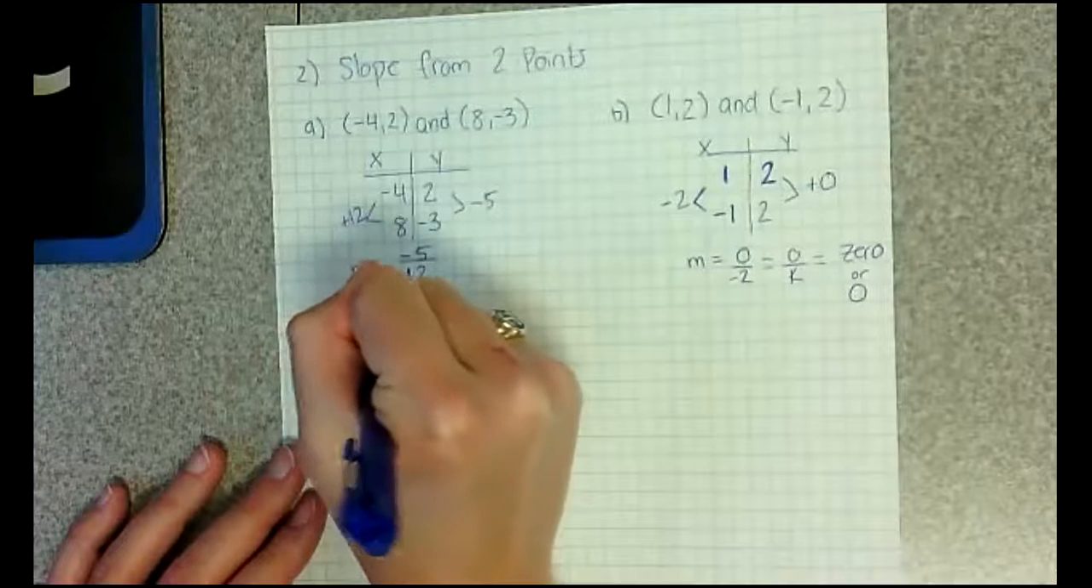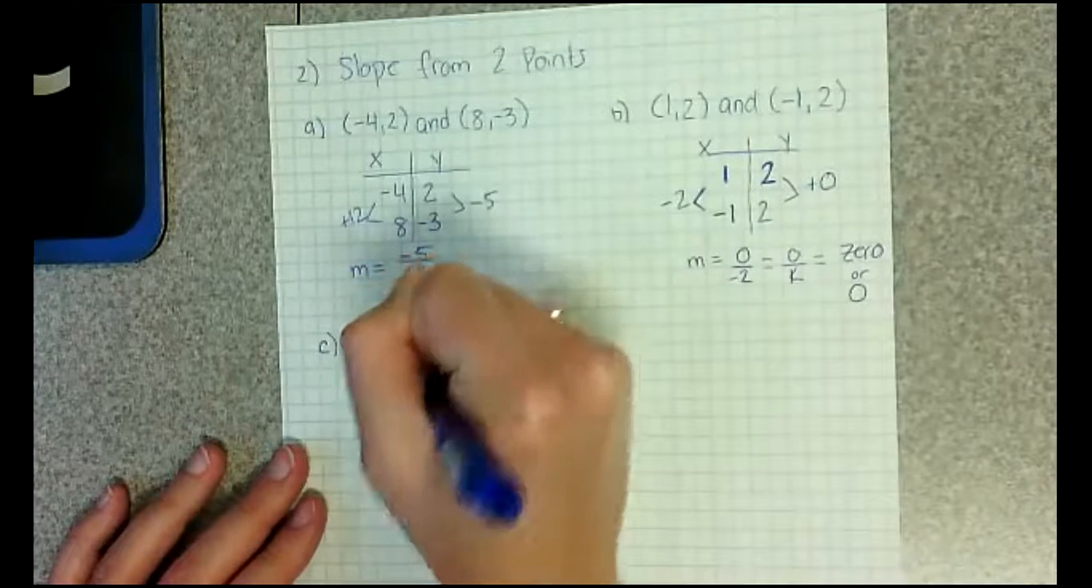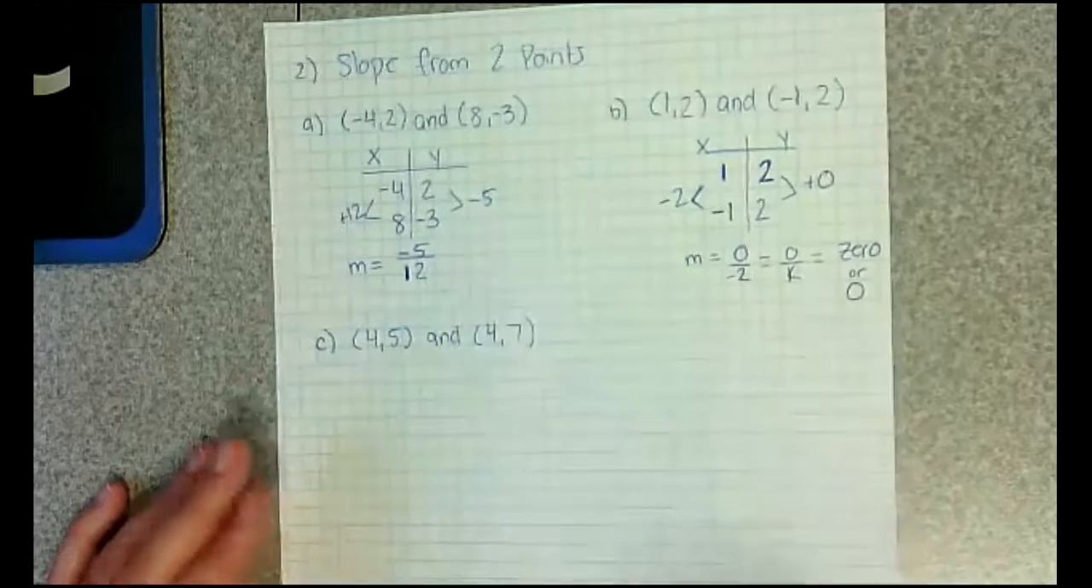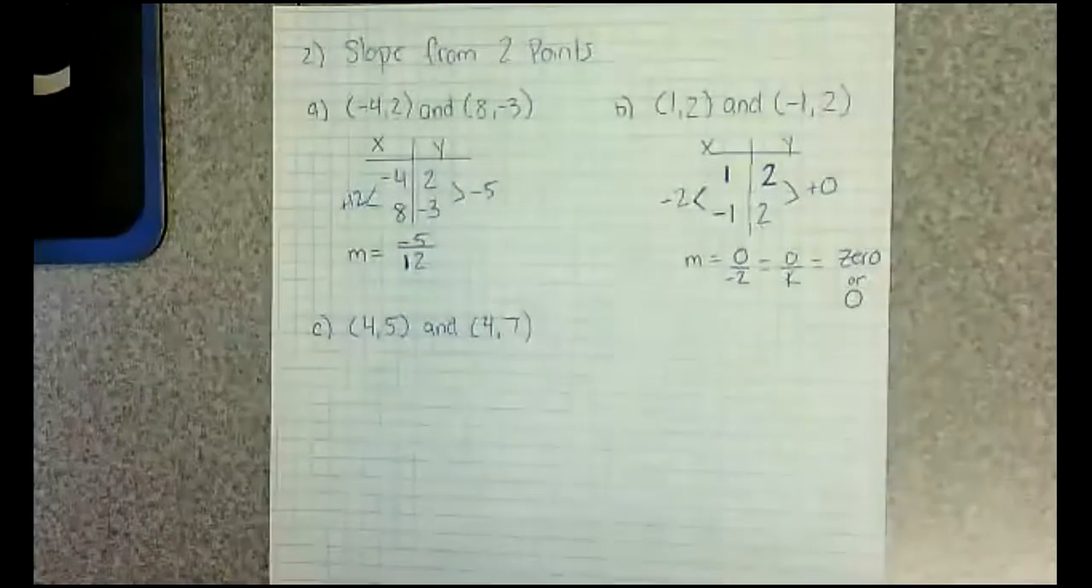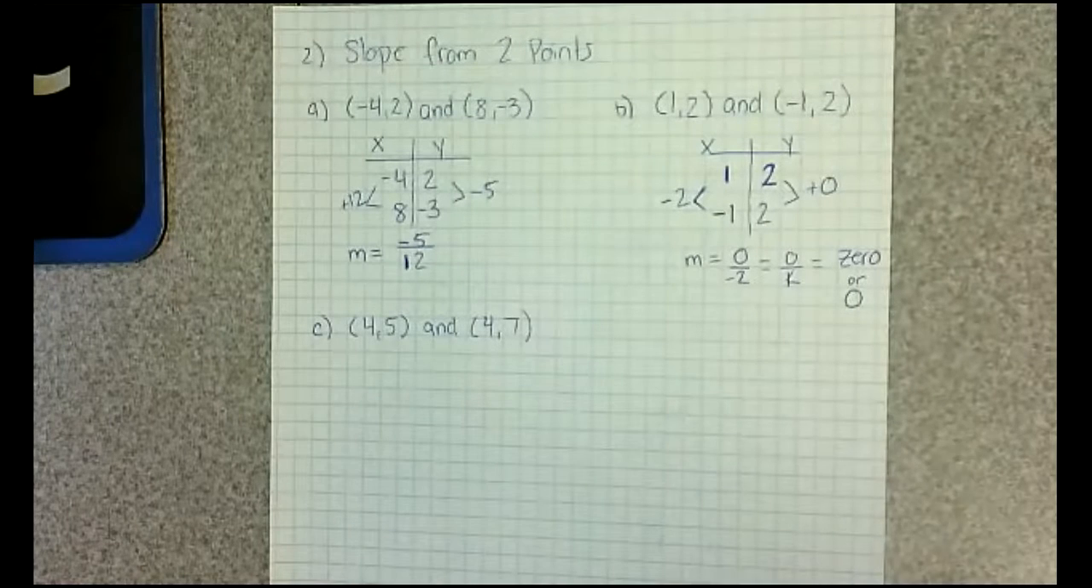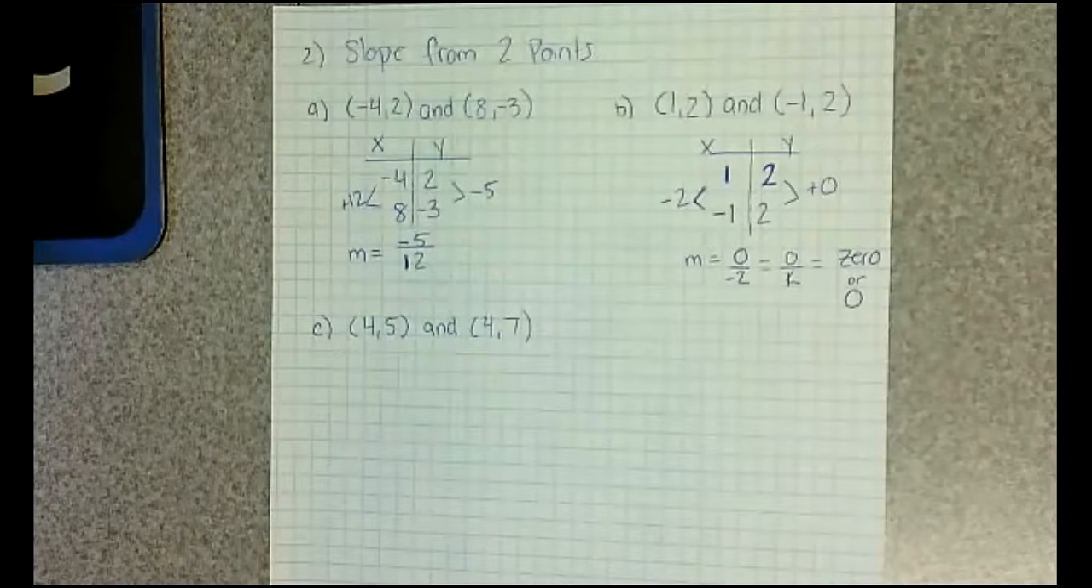Okay. So I'm going to give you 2 ordered pairs, and I want you to tell me what the slope is. So (4, 5) and (4, 7). Find me the slope, type it in the chat. Make sure it is fully simplified. So simplify that further, Joe.